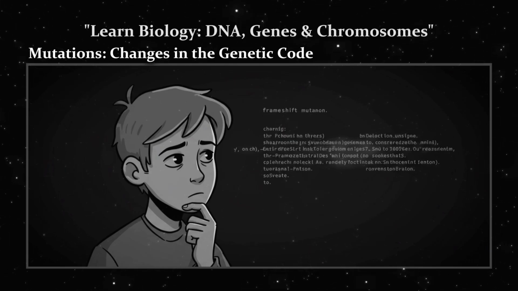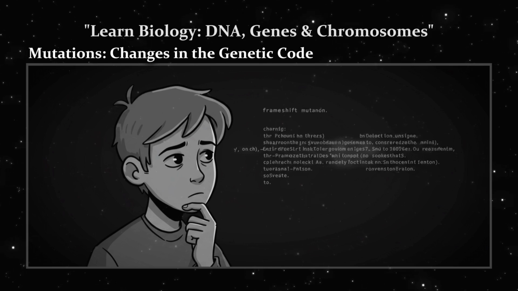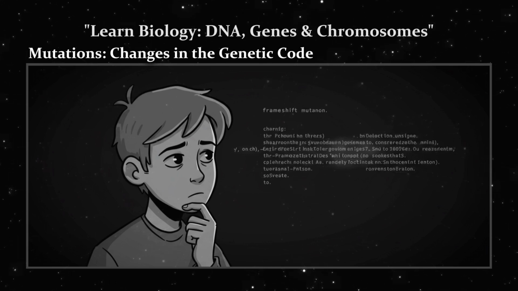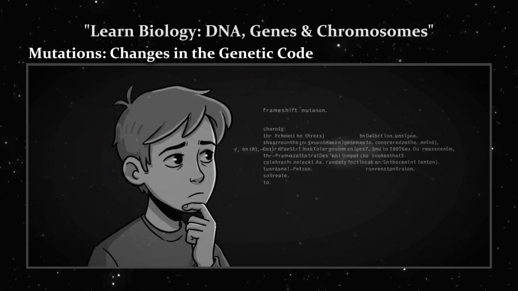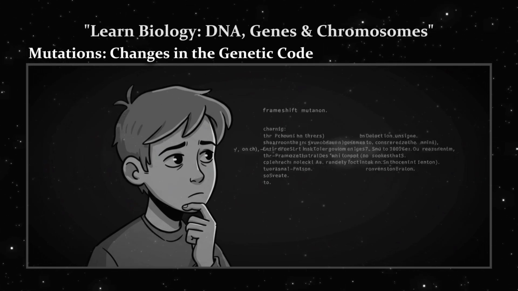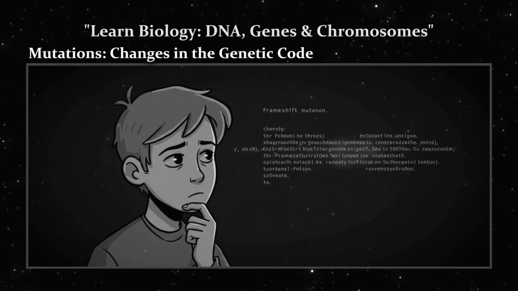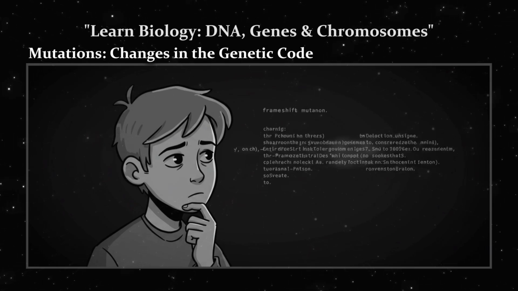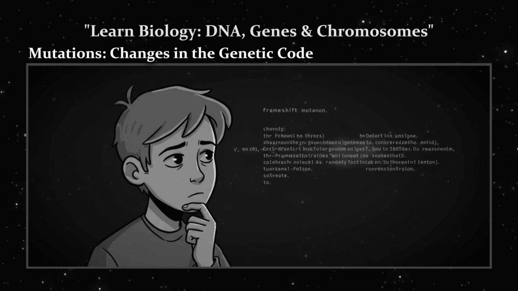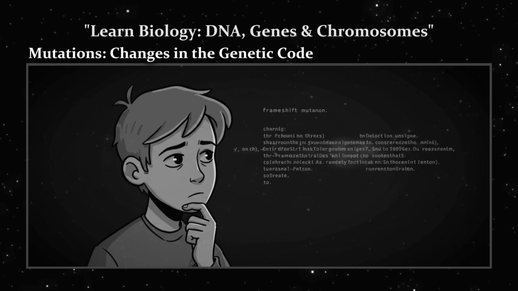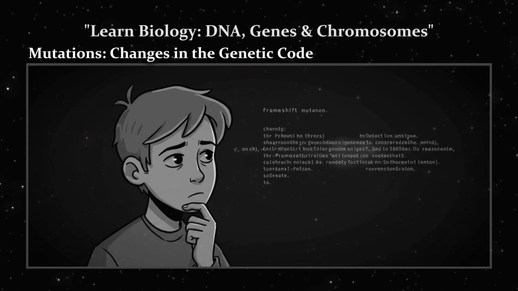CUU, CUC, CUA, and CUG all code for the amino acid leucine. If a mutation changes a CUU codon to a CUC codon, the word has changed, but its meaning has not. The ribosome still reads leucine, the correct amino acid is added, and the final protein is identical and perfectly functional.